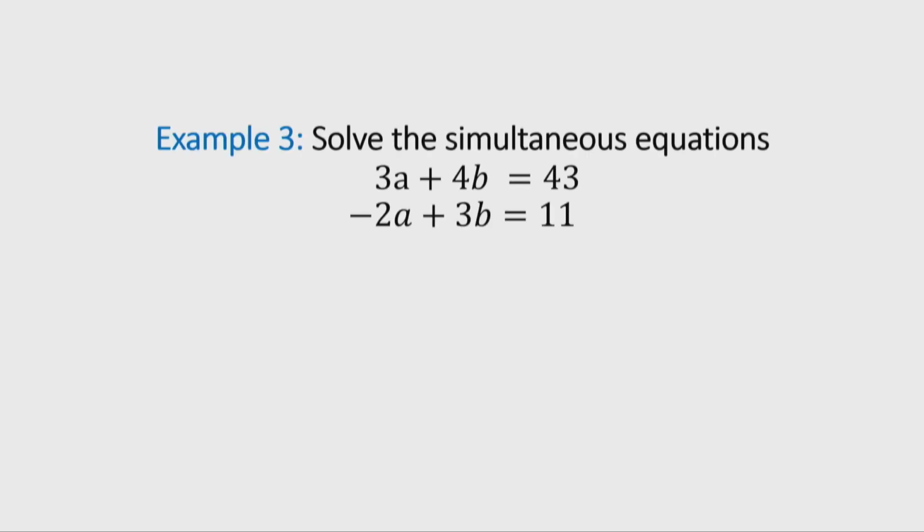We now move on to the third example. Solve the simultaneous equations 3a plus 4b equal to 43 and minus 2a plus 3b equal to 11.